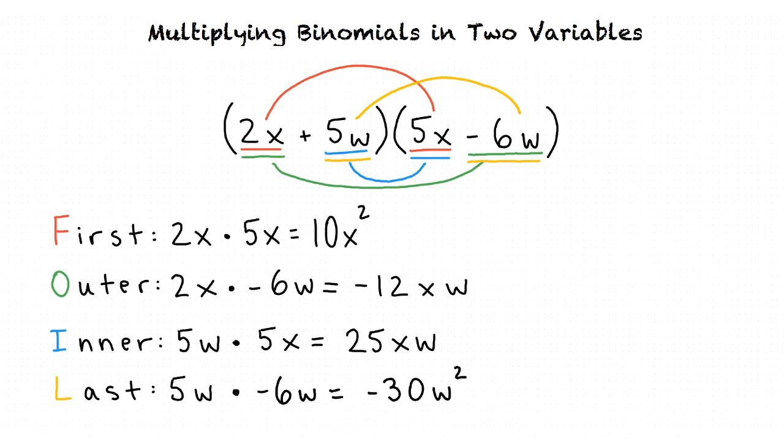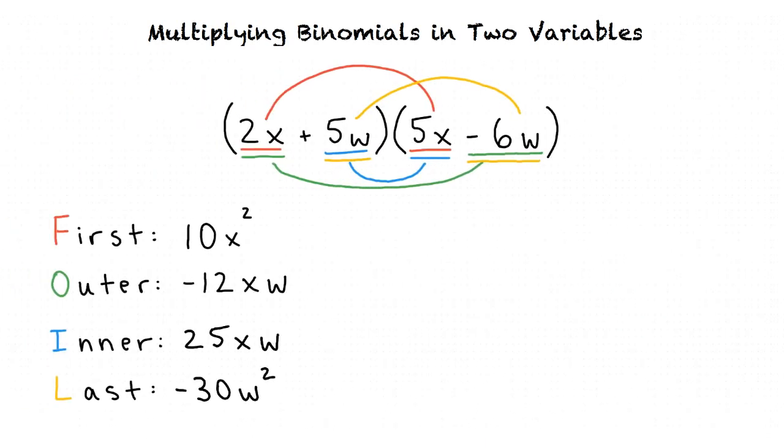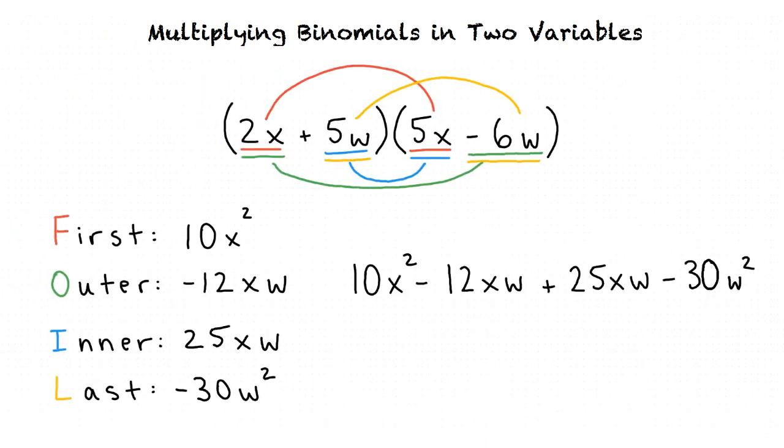Now that we have found a value for each letter in FOIL, our final step is to calculate the sum of those values. To find the sum of the values, we add them all together. The result is 10x squared minus 12xw plus 25xw minus 30w squared.